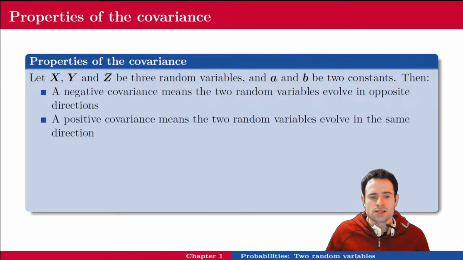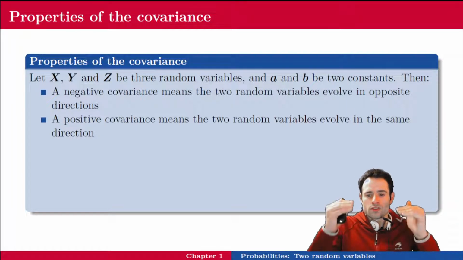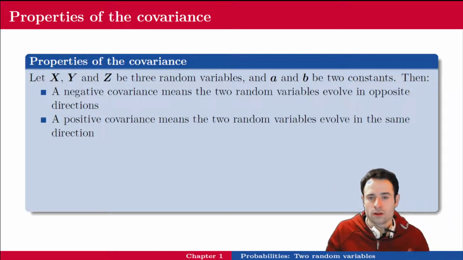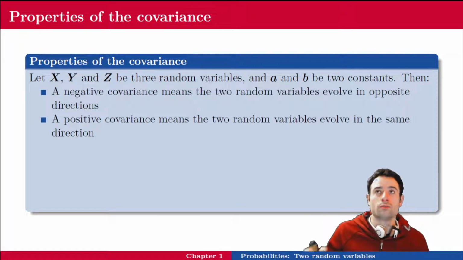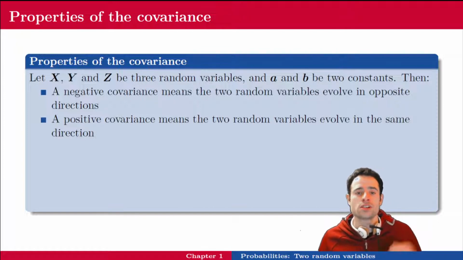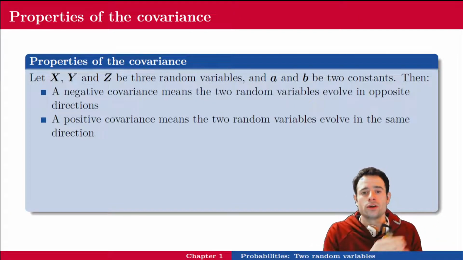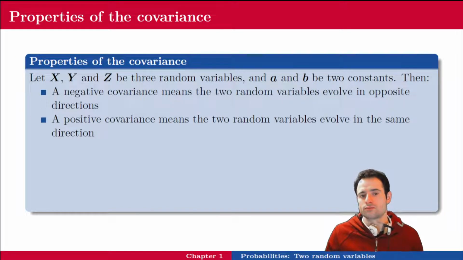If, on the other hand, the covariance is positive, then it means that the 2 random variables evolve in the same direction. That could be, for instance, the amount of hours you put into your studies and your GPA. In general, the more you work, the better your grades, the higher your grades.